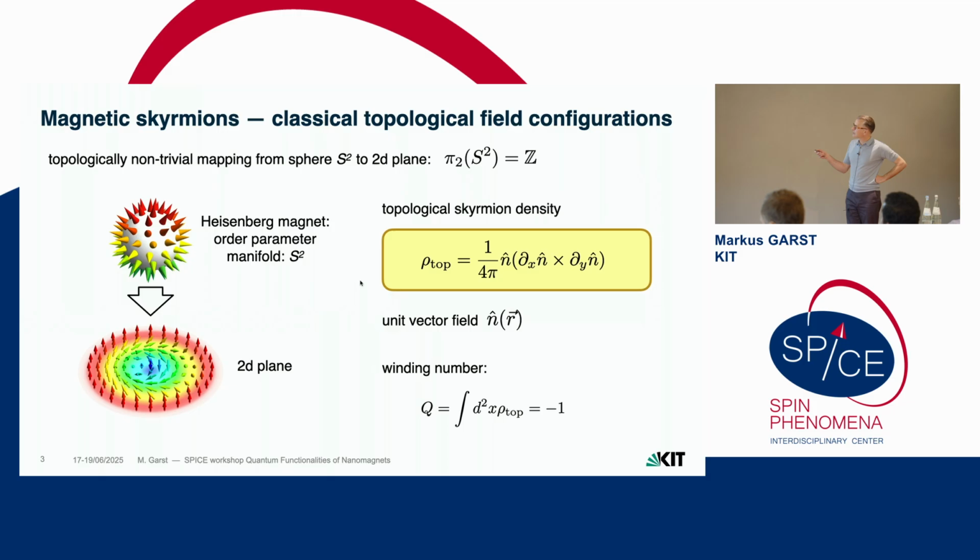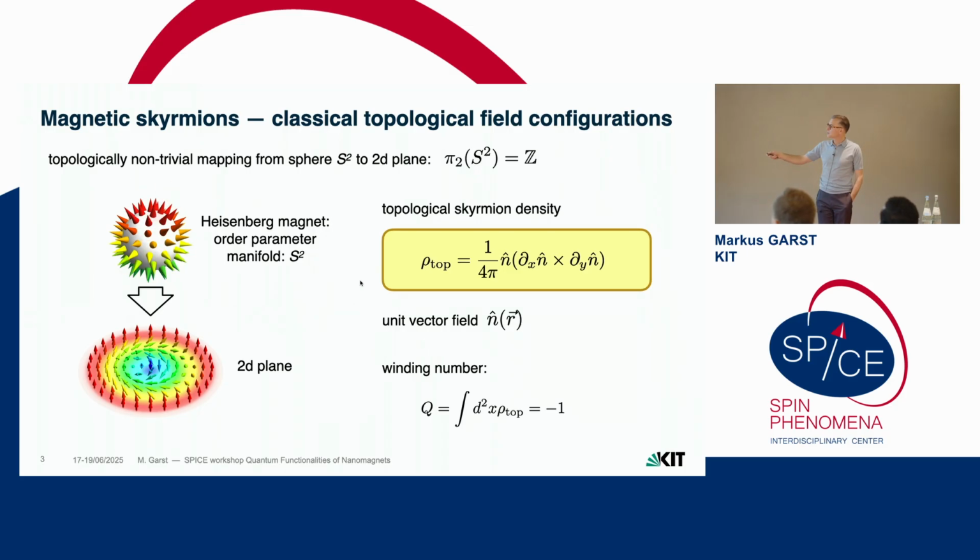So let me start with the topological aspect. Magnetic skyrmions are classical topological field configurations. It's a solution of a field theory with a topological property, and the starting point is the order parameter manifold of a Heisenberg magnet. Essentially, we assume we have a Heisenberg magnet where the magnetization can point in any direction, so it spans the two-sphere.